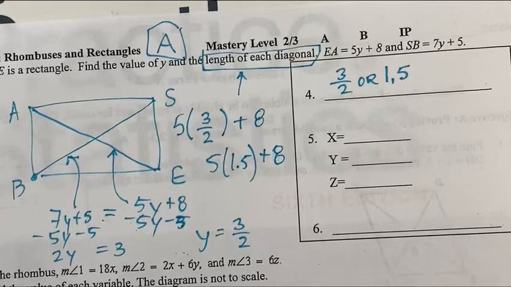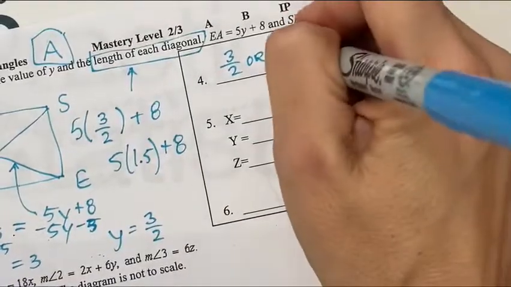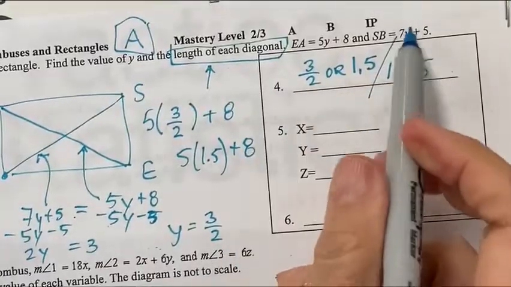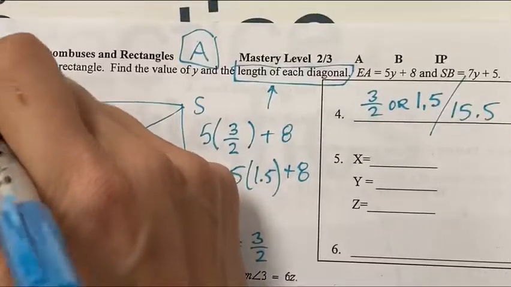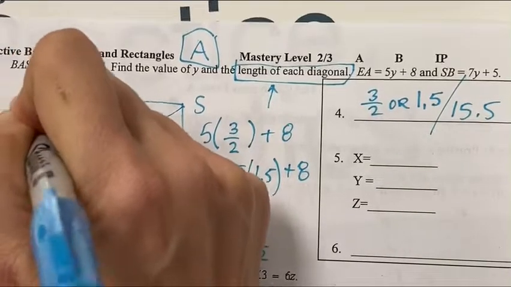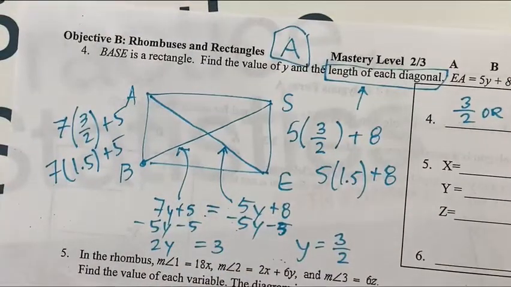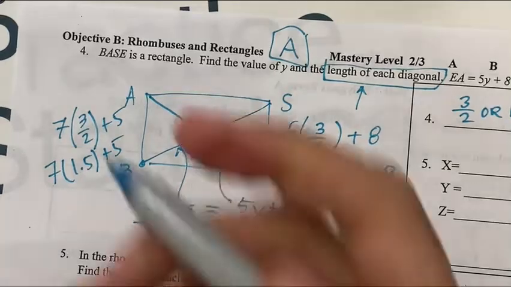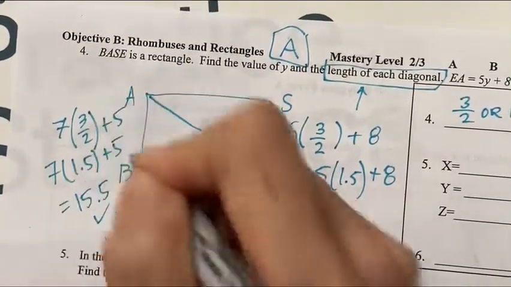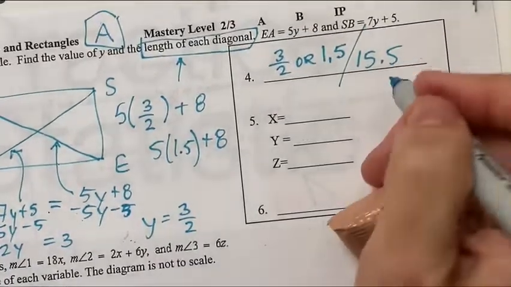So I get 15.5. Now, I'm hoping to get 15.5 for the other one as well, because, again, we said that they should be equal. So let's just double check. 7 times 3 halves plus 5, or 7 times 1.5 plus 5. Yep, and I get 15.5. So I've reconfirmed that my answer was right. Each diagonal is 15.5.